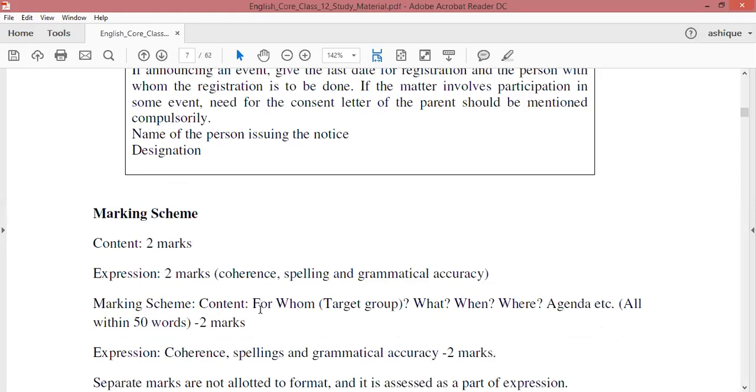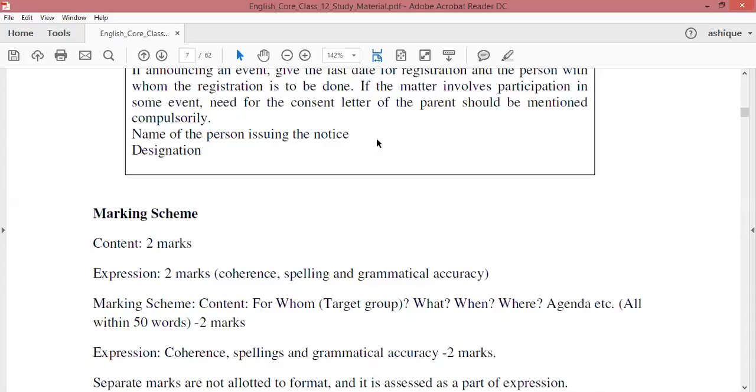Marking scheme: content, for whom, target group, to whom you are targeting, for whom you are writing. The W form has been taken: whom, what, when and where. What is the agenda? All within 50 words. All must be covered within that.